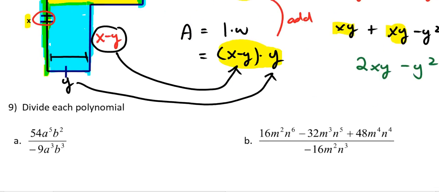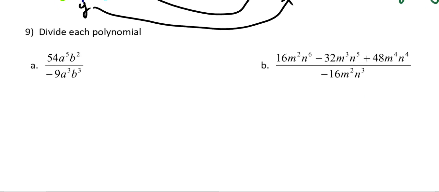Okay, let's move on to the next few questions here. Question number 9, divide each polynomial. Okay, so for questions like this, when you see things like this division sign right here, divide the numbers with the numbers and the letters with the letters. Right away I see a 54 and a -9. So ask yourself, what is 54 divided by -9? Well, that's going to be -6, because 9 goes into 54 6 times.